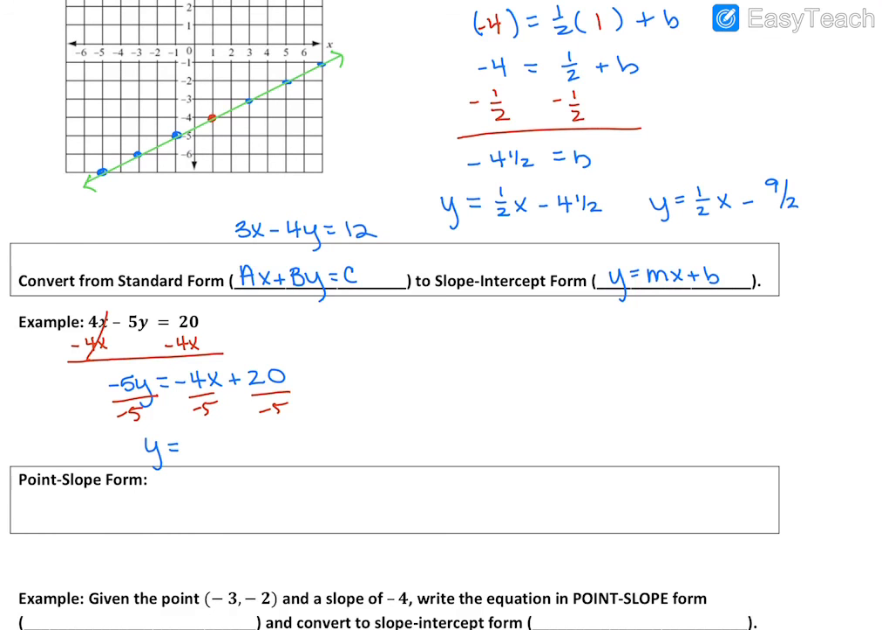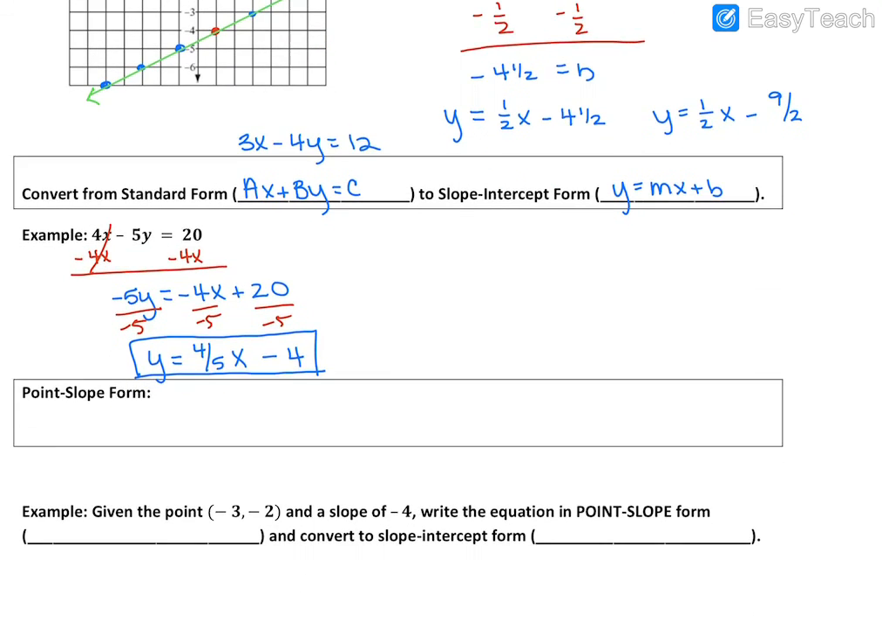So we have y equals, a negative divided by a negative is going to be a positive. So 4/5 x minus, because positive divided by a negative is a negative, minus 4. 20 divided by 5 is 4. So that would be your answer here. y equals 4/5 x minus 4. That's how we would convert the standard form into slope-intercept form.